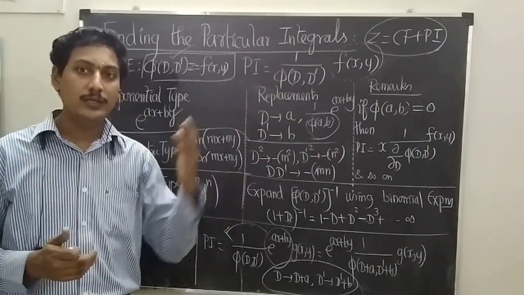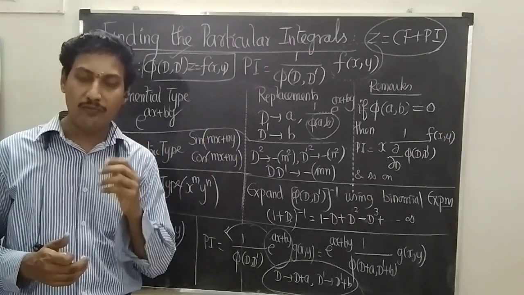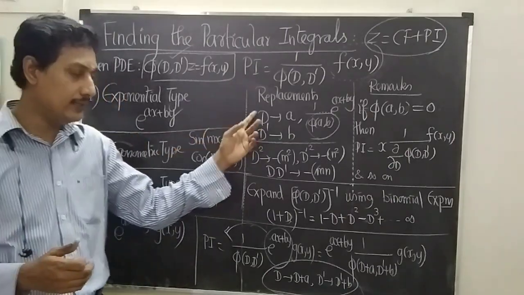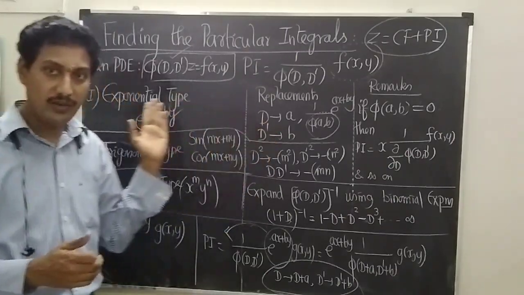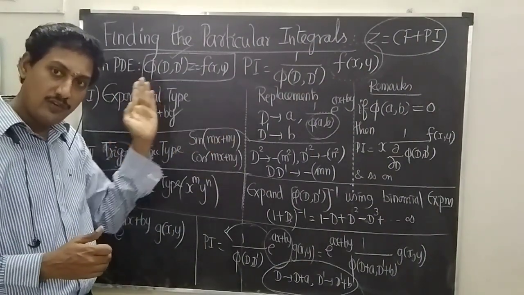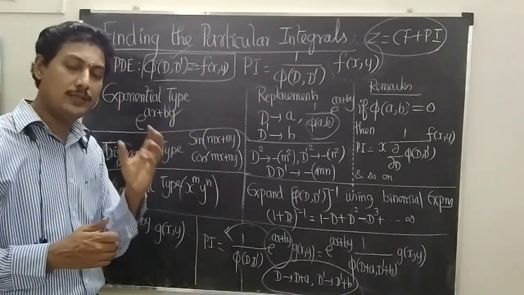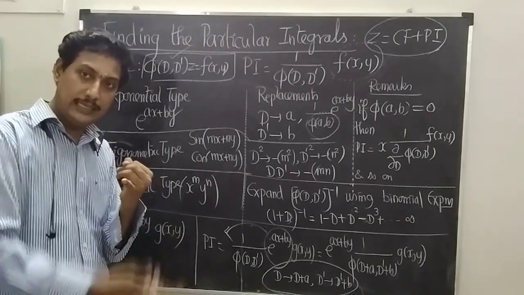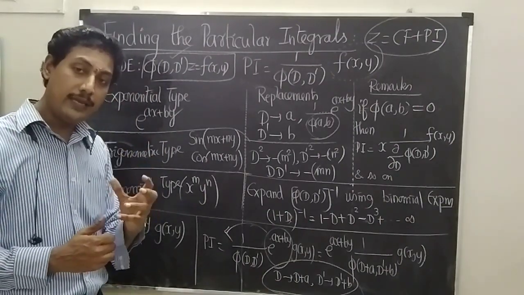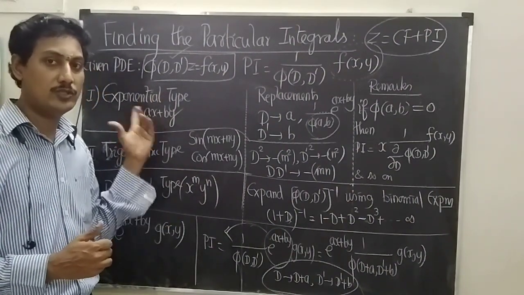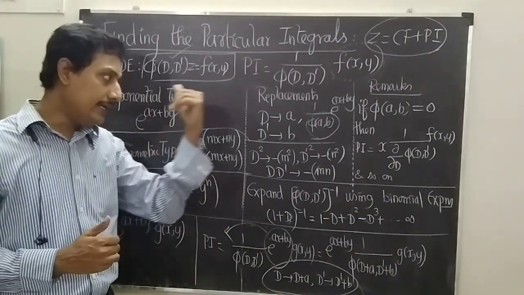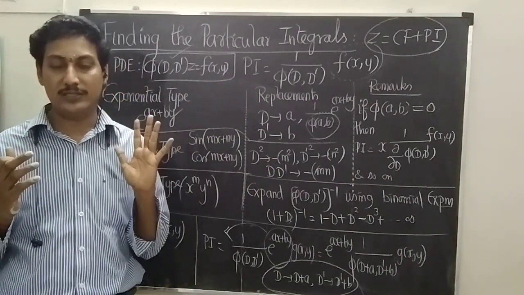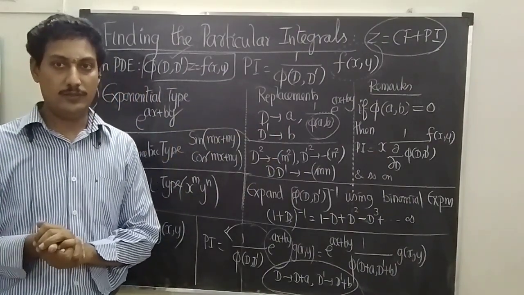Because I told you that we assign particular values to the operators D and D dash with the help of the given function. Suppose this is an exponential function, let us pick the coefficient of x, that is a, and replace D by a. Replace D dash by the coefficient of y in the exponential term. Luckily, if the denominator is not equal to 0, well and good. Let us start the procedure.